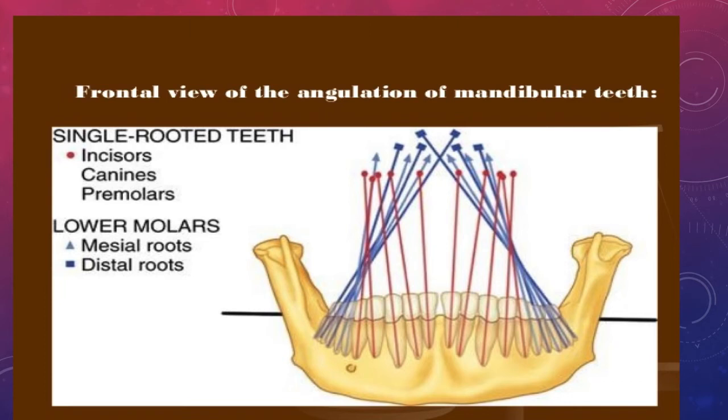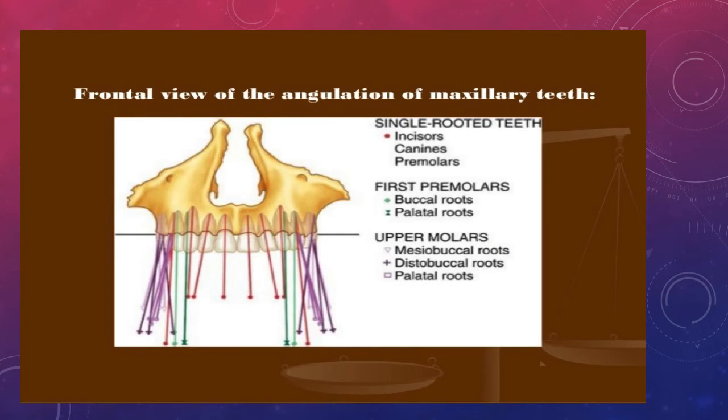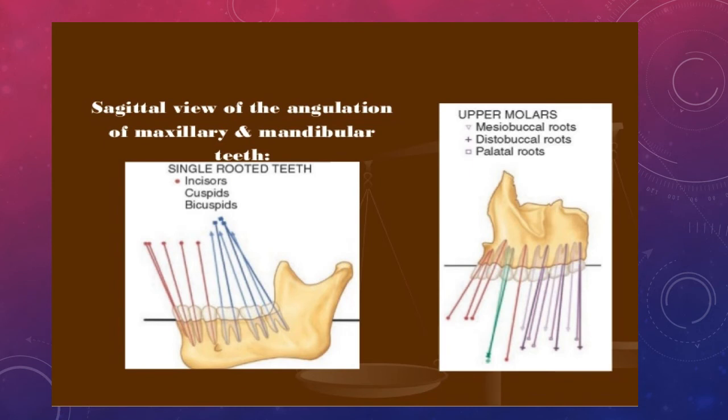You can look at the frontal view of the angulations of the mandibular arch and single-rooted teeth, and see the canine, premolars and lower molars, mesial root, distal root. And again, the frontal view of the angulation of the maxillary teeth: the single-rooted teeth, incisor, canine, premolars, first molars, buccal roots, palatal roots, upper molars, mesiobuccal roots, distobuccal roots, palatal roots. Sagittal view of the angulations in maxillary and mandibular teeth: you can look at single-rooted teeth, incisors, cuspids, bicuspids, and upper molars, mesiobuccal roots, distobuccal roots, palatal roots.